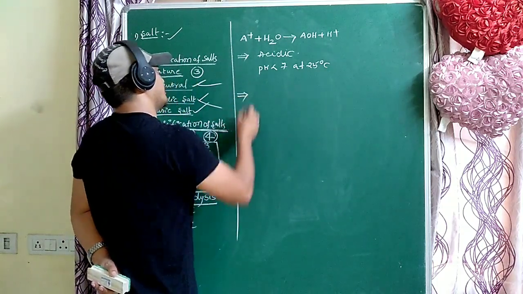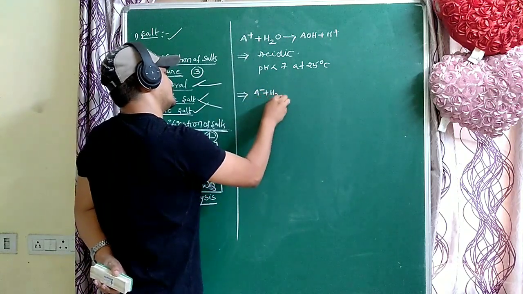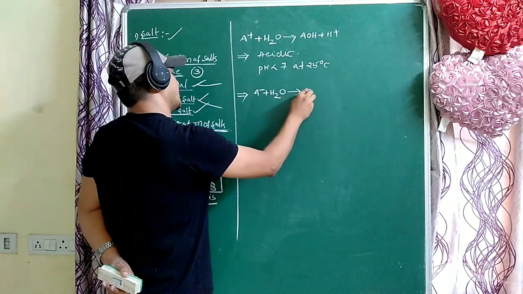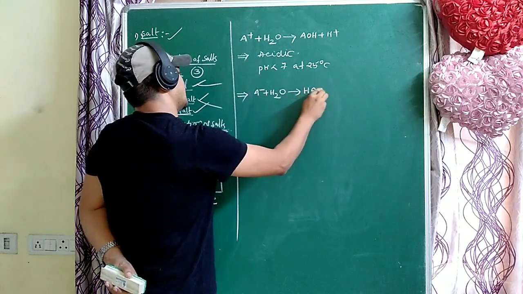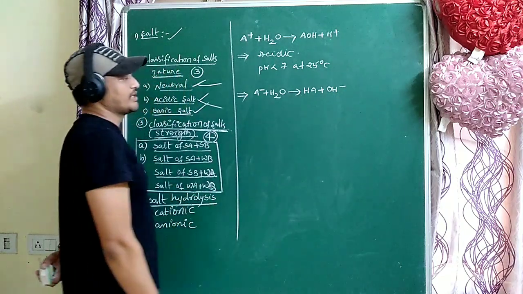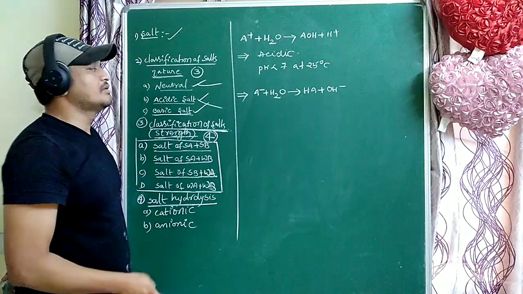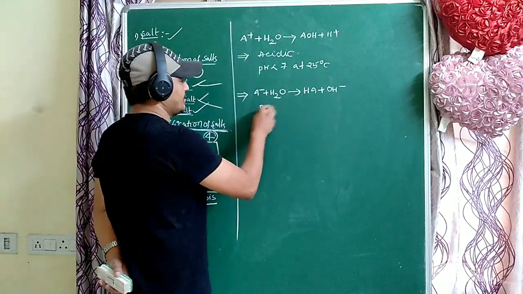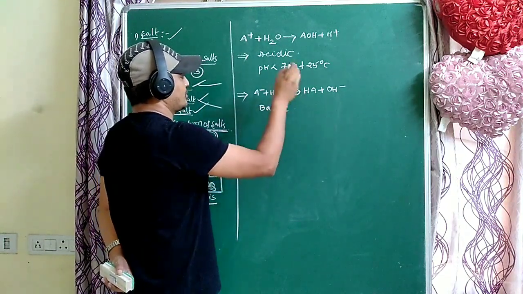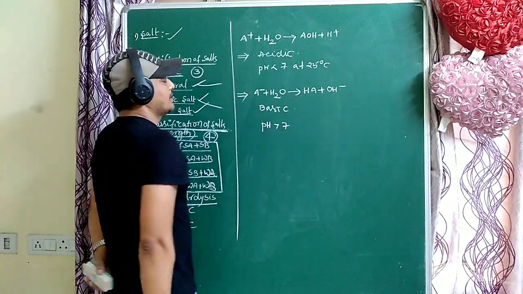For example, when the anion reacts with water, that is anionic hydrolysis, forming HA plus OH-. Here the base OH- is produced. The aqueous solution of the salt has basic nature. Which nature? Basic nature. So the pH value is greater than 7.